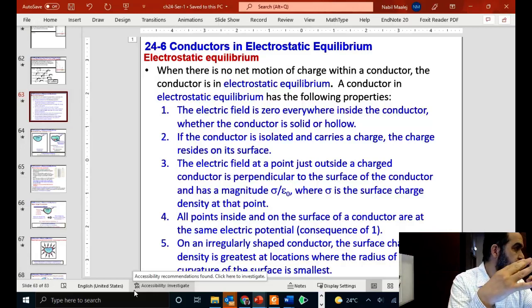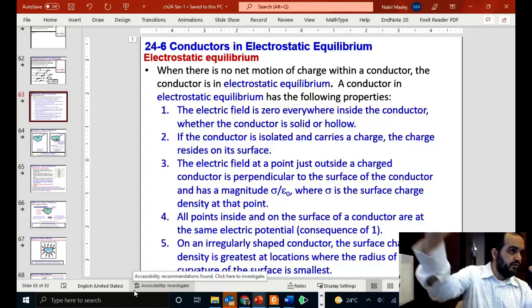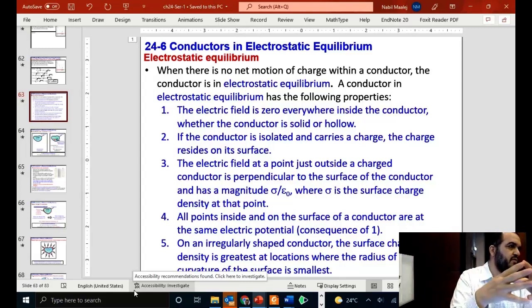surface. And the electric field outside the conductor, the magnitude, we used Gauss's law and we proved that it's equal to sigma over epsilon zero. Just immediately outside the surface, it's sigma over epsilon zero. Obviously, if you go farther away from the surface, then that's not valid anymore. But immediately outside the surface of the conductor, the electric field is sigma over epsilon zero.